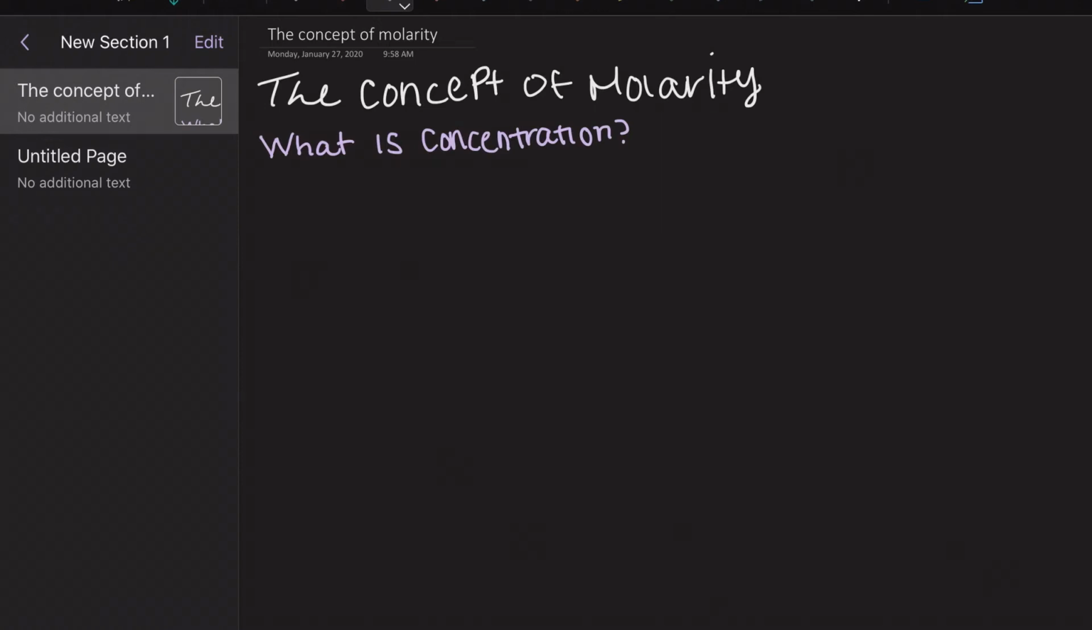Today we're going to talk about the concept of molarity. Molarity is a means of expressing a concentration in chemistry, and it has to do with the moles. Let's start by talking about what a concentration is.